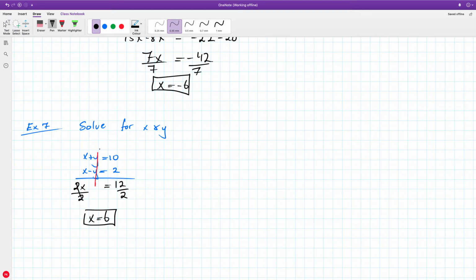We sub that back into our top line. So instead of x plus y is equal to 10, we now have 6 plus y is equal to 10. Y is equal to 10 minus 6. Y is equal to 4. Good stuff. Right. Have a go at this one for me.